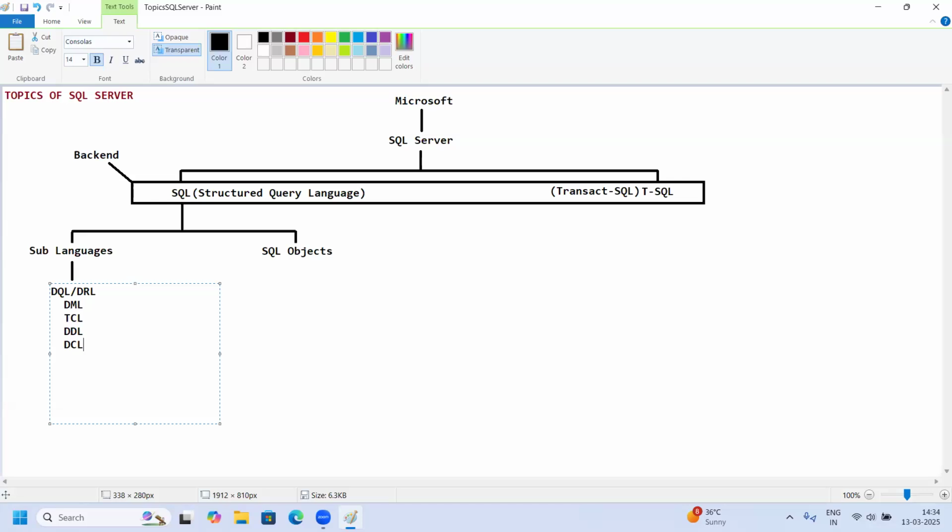You understand? It differs from one person to another who is in training. Some faculties first teach DDL, then they teach TCL, then they go with the rest of the languages. But my teaching pattern is I start with DQL. First, I will start with DQL, data query language.